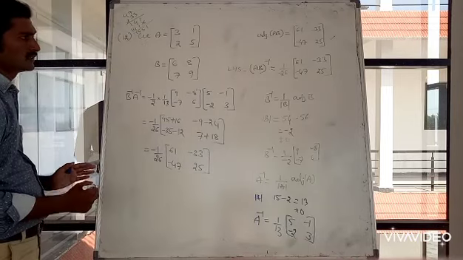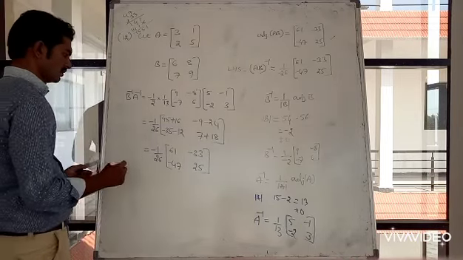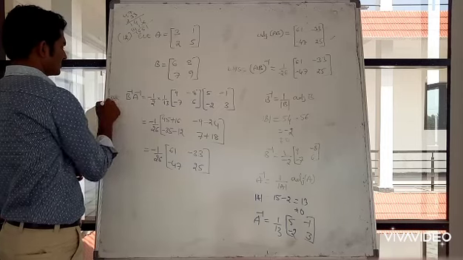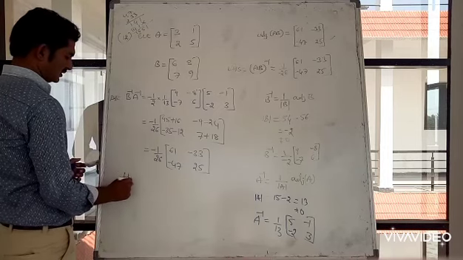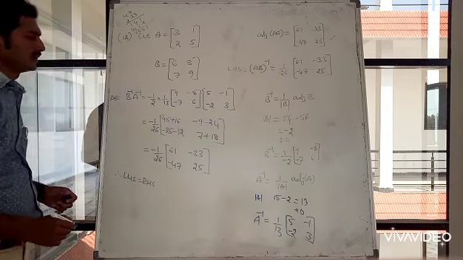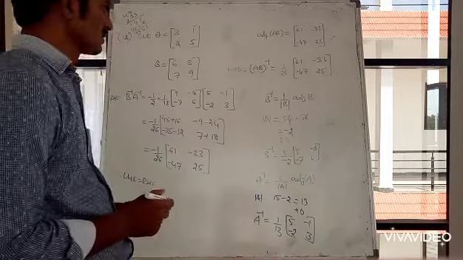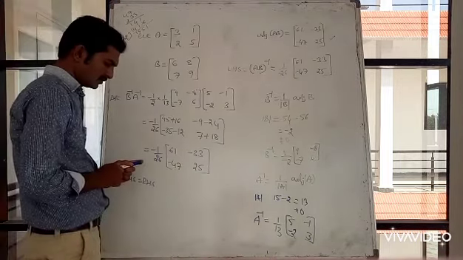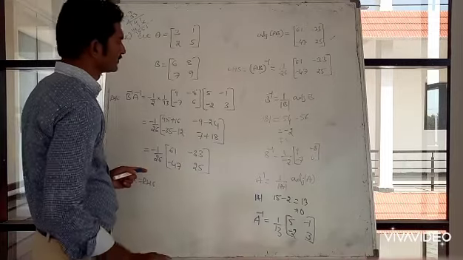Is it LHS? So here we can write RHS. Therefore, LHS is equal to RHS. So (AB) whole inverse is equal to B inverse into A inverse, which is verified for this example.